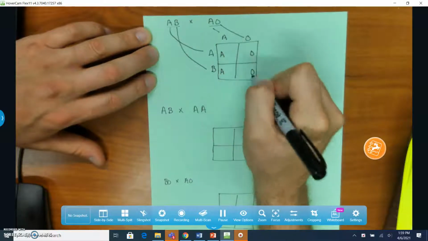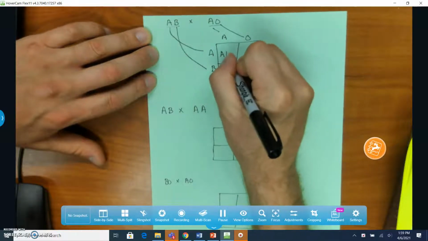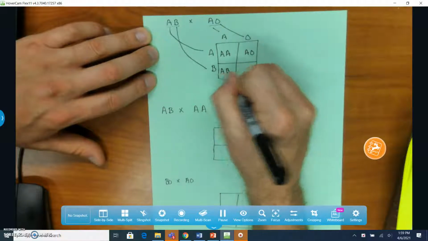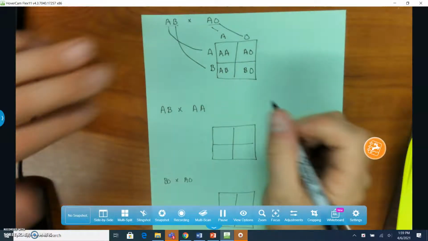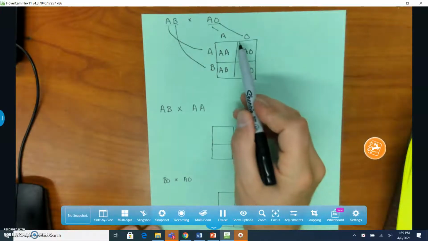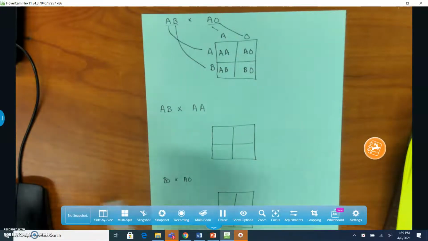Just brought my A down and my O down. Now I'm going to bring my A across and my B across. And these are my possible genotypic outcomes for children produced by this parental combination.